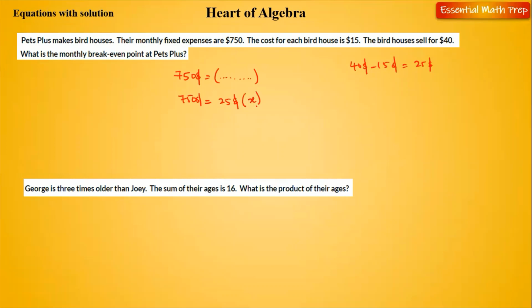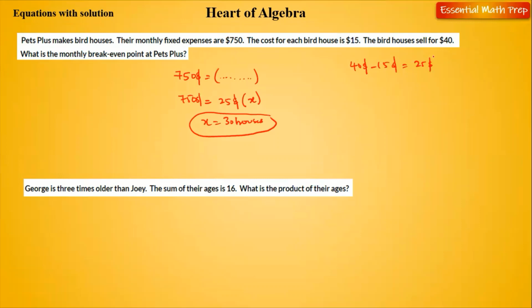So how many houses do they have to sell so that these two terms are equal? So that's essentially what you're asked to do. So 750 over 25 is 30 houses. So only if they sell 30 birdhouses, they would even break even in their sales, right? So which means if they sell 31 houses, that's when they actually begin to make real profit, okay?